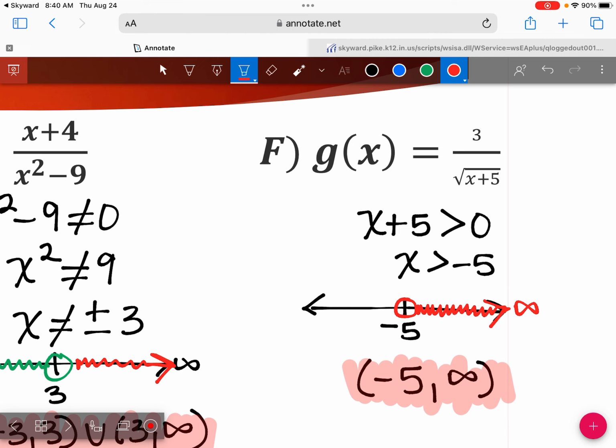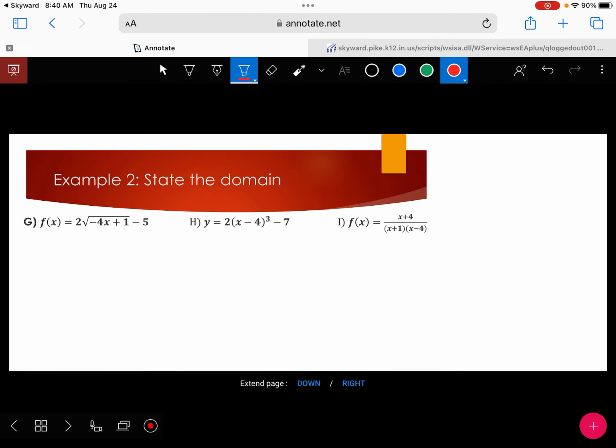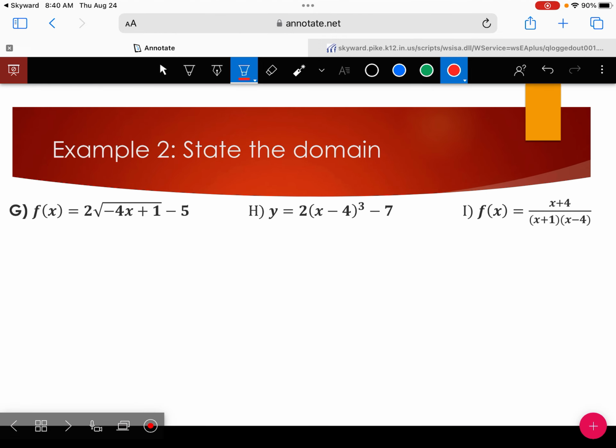All right, we have 3 more and we are done for today. Go ahead and copy down these 3 and we will end there.